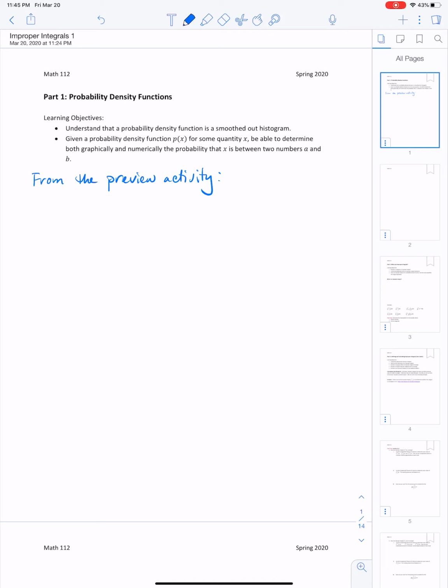Welcome. Today we're going to be starting our discussion of section 6.5 of your text on improper integrals. And I'd like to start out by just recalling the motivating example from the preview activity. If you have not already done this activity, go ahead and stop the video and complete the activity and then resume watching.